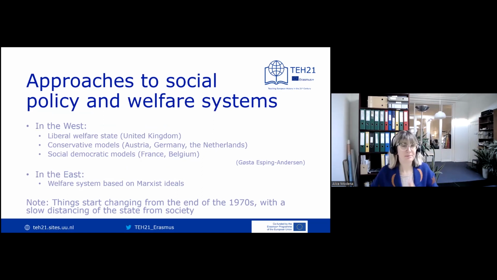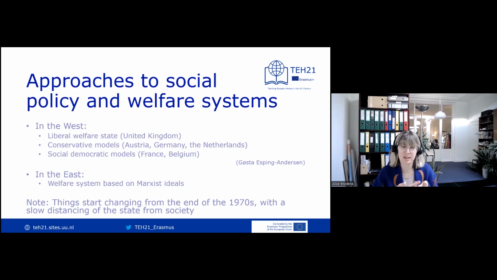In the West, these systems can be classified around three main models, following sociologist Gustav Esping-Andersen. We have liberal welfare states, where the state is involved to the minimum, for example, in the United Kingdom or in the United States. We have some conservative models, where the state is involved specifically in family-based systems, for example, Austria and Germany and the Netherlands.